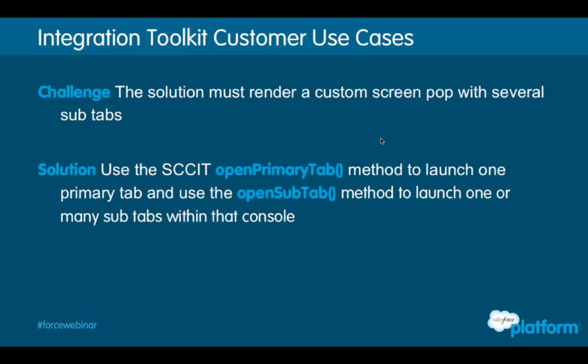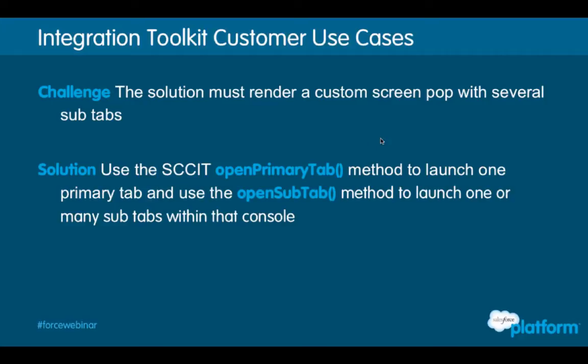So regarding the primary tabs and sub-tabs, one very common customer use case would be that the solution must render a custom screen pop with several sub-tabs. So let's imagine you have your agent clicking on a case, and you may want to have different tabs and different sub-tabs opened automatically with access to some, I don't know, some research on Bing or the related articles. And so we can do that with the Console Integration Toolkit with the open primary tab and open sub-tab methods.